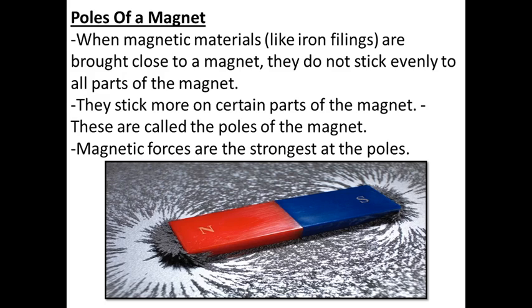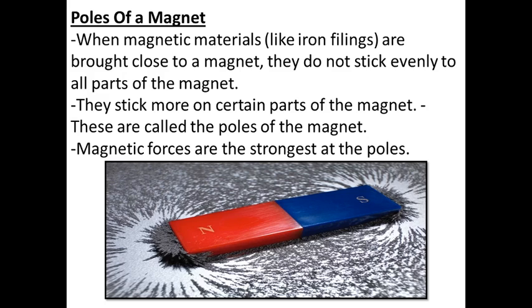If a bar magnet, horseshoe magnet or rod magnet is brought close to iron filings, the filings stick at the two ends of the magnet. From the image also you can see that the iron filings are attracted at the two ends of the magnet. Those end portions of the magnets are known as the poles of magnets. N means north pole and S means south pole.